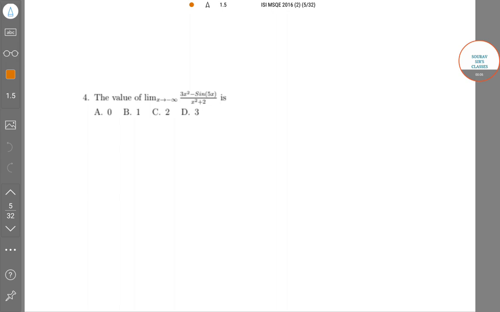Today we are going to solve the problem which asks for the limit as x goes to minus infinity of (3x² − sin 5x) / (x² + 2). So the way we are going to solve this problem is, we would like to divide the numerator and the denominator by x².